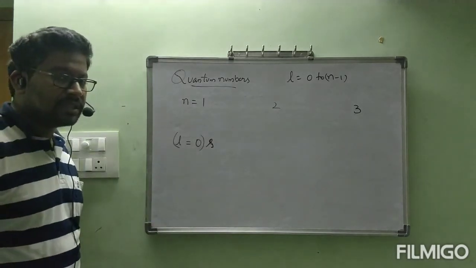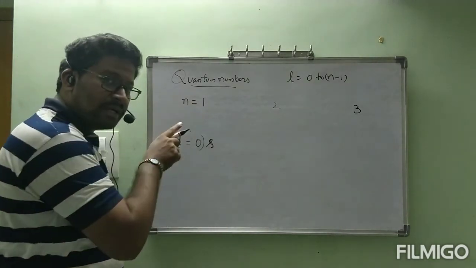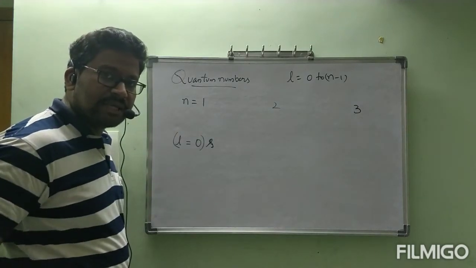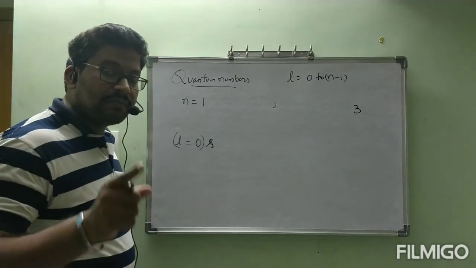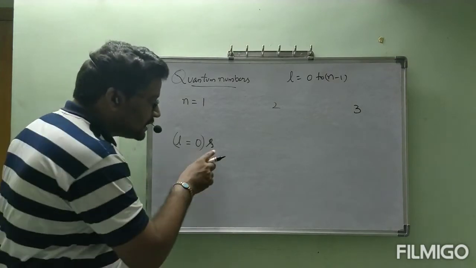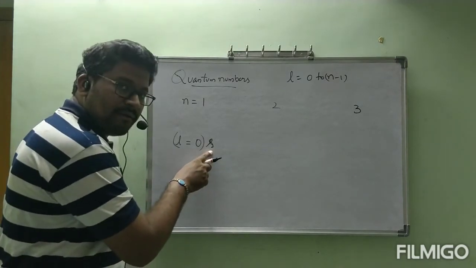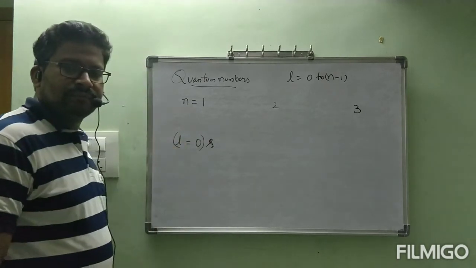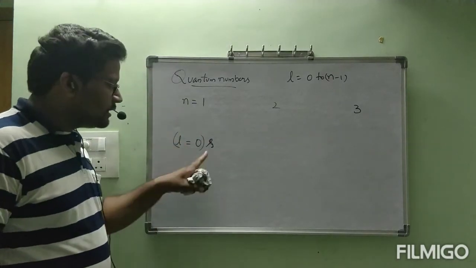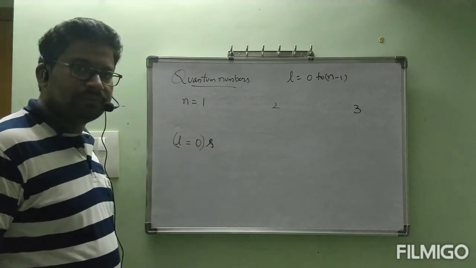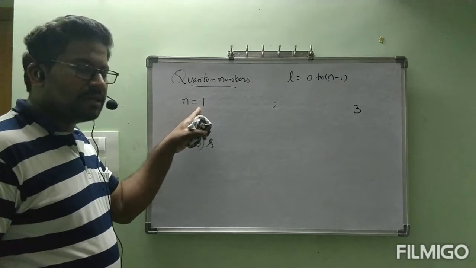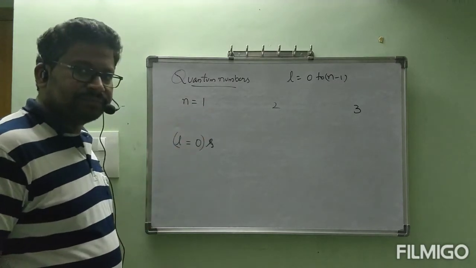In the previous class we have seen n is equal to 1 has one subshell. That one subshell is S. For that S, the L value is equal to 0. This S belongs to which shell? First shell. So this is 1s.